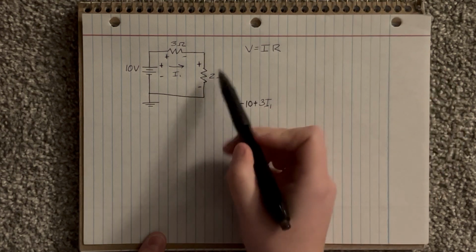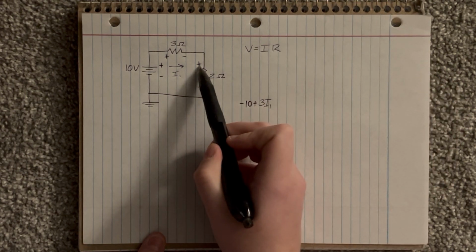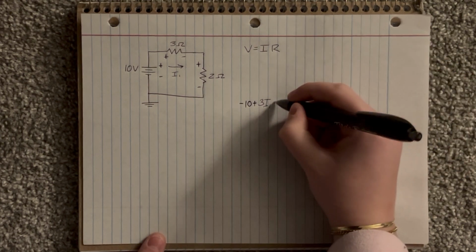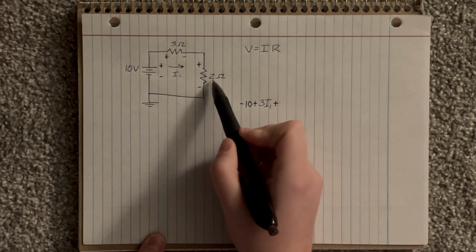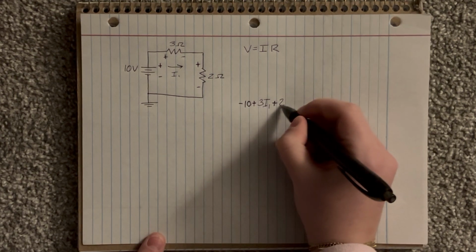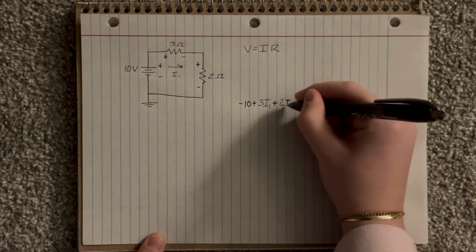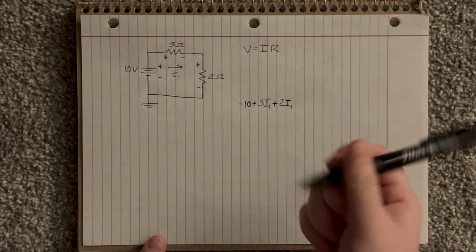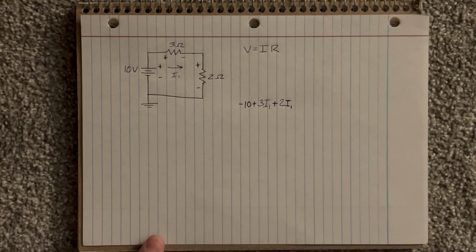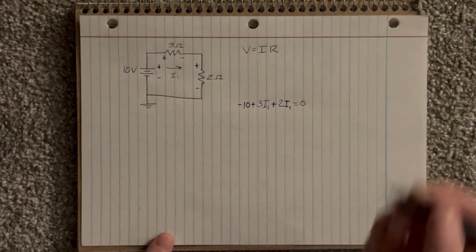Continuing through the circuit, we have another resistor here, a 2 ohm resistor. Again, we run into a positive sign, so we can add a plus. Now, V equals I times R, so R will be 2, and I we will call I1. So that is all of the components within our circuit, aside from ground, but ground just indicates where our 0 voltage is. So we can set all of this equal to 0.